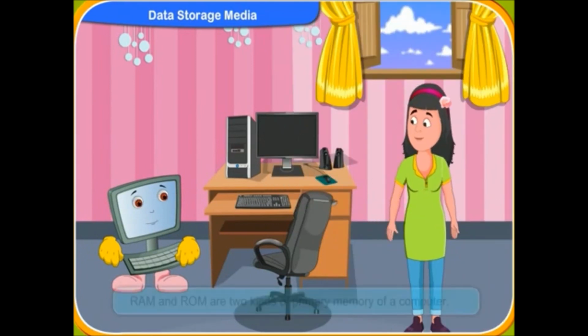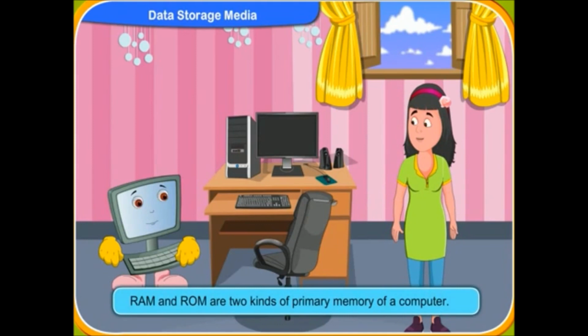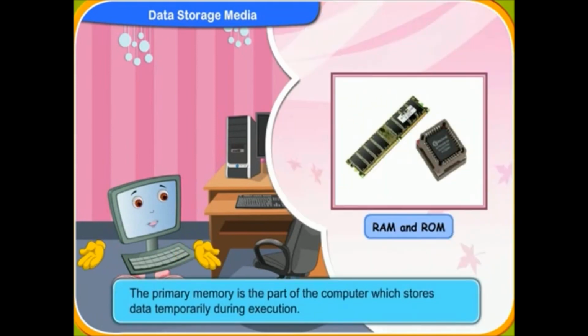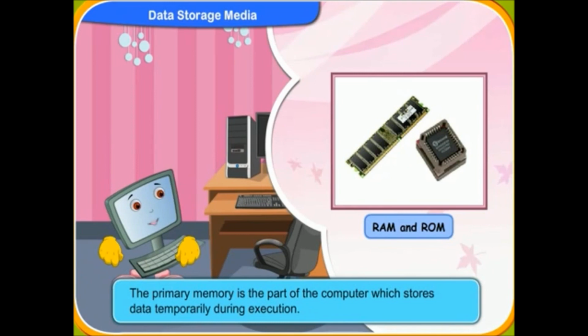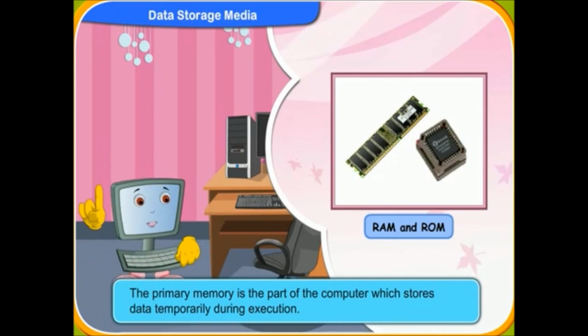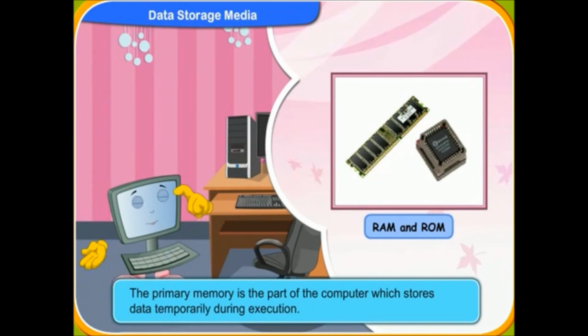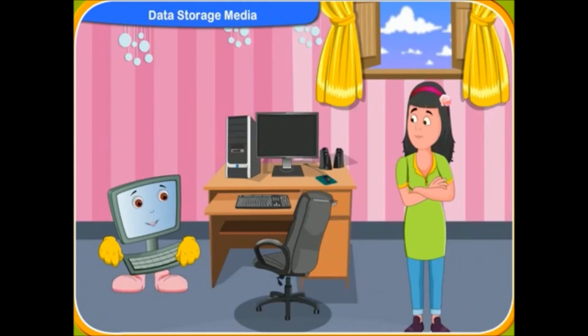Yes, I know. RAM and ROM are two kinds of primary memory of a computer. Correct, Rennie. The primary memory is the part of the computer which stores data temporarily during execution. The computer's primary memory lets us know the amount of data that a computer can store in it. Since you already know that the primary memory is the RAM and ROM, let me tell you more about them.